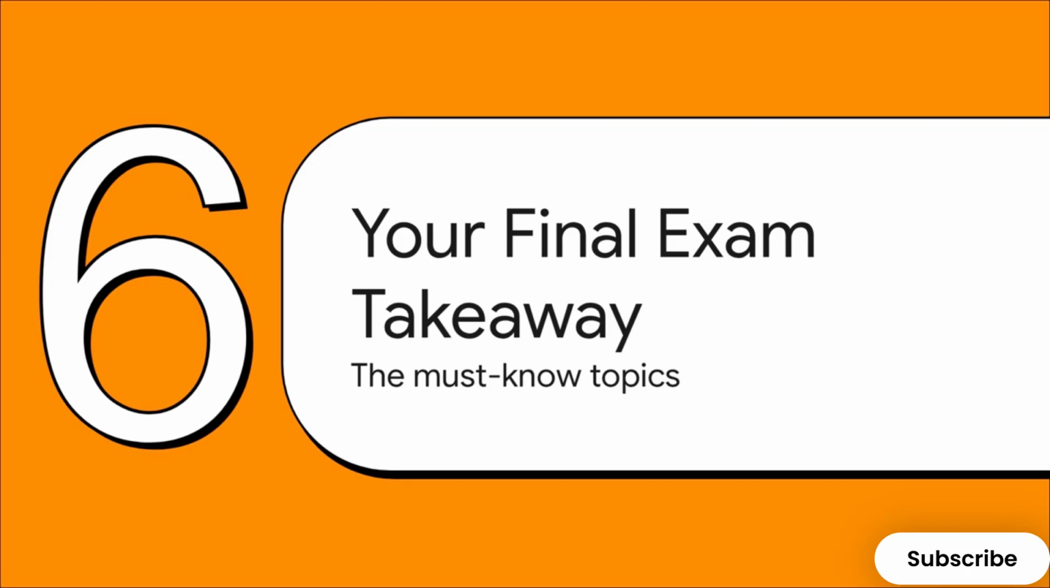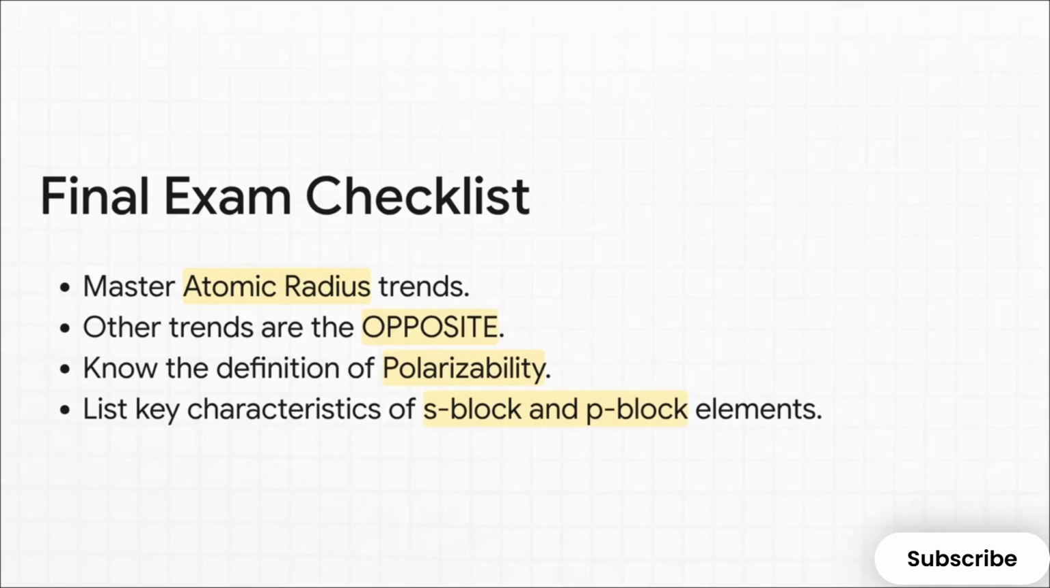Okay, we have just walked through the absolute most critical, most repeated questions from this entire unit. So let's do a super quick summary of what you must remember when you walk into that exam. Look, it all comes down to these 4 things. Get this, and you're golden. 1, master the trend for atomic radius. Decreases across, increases down.